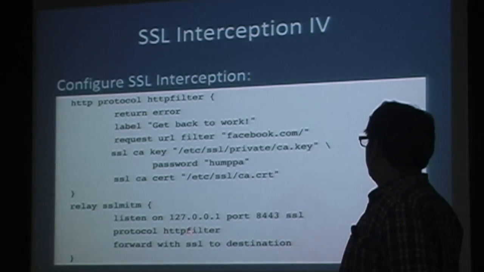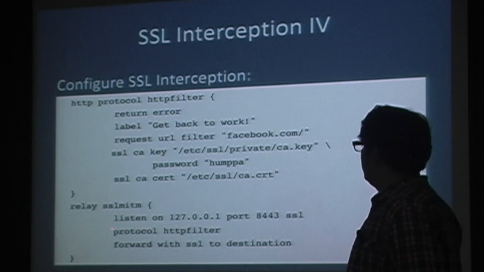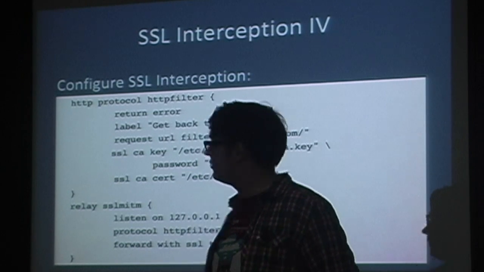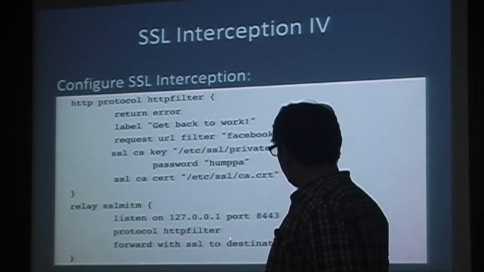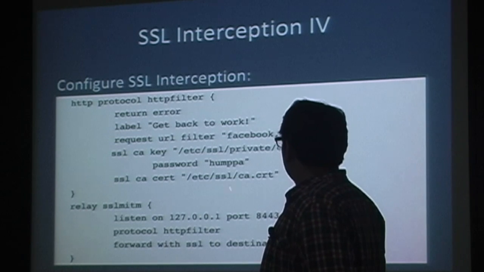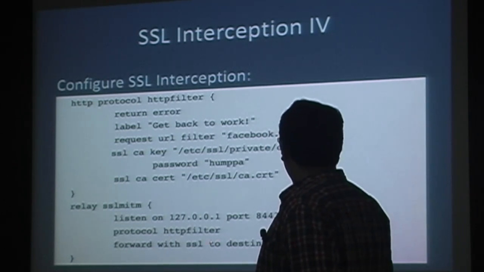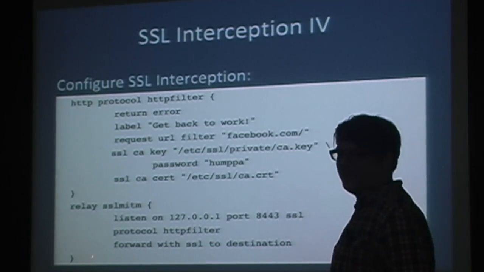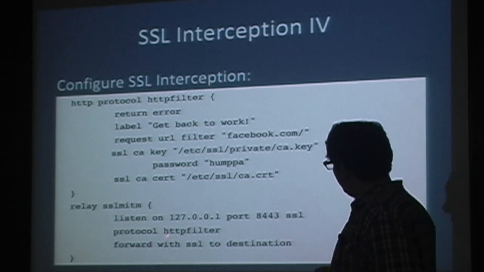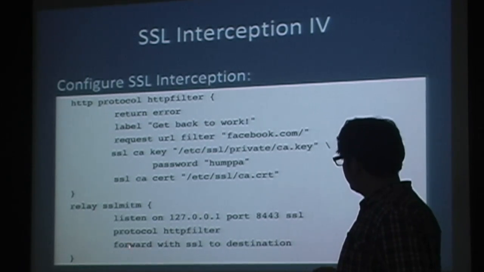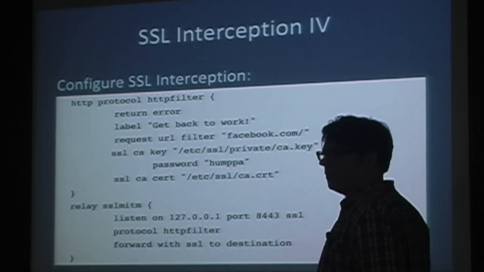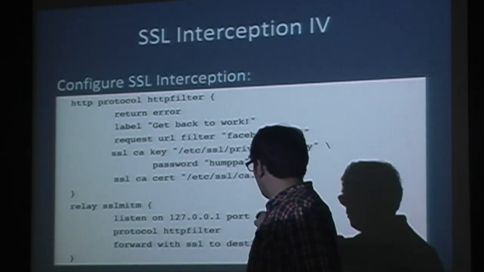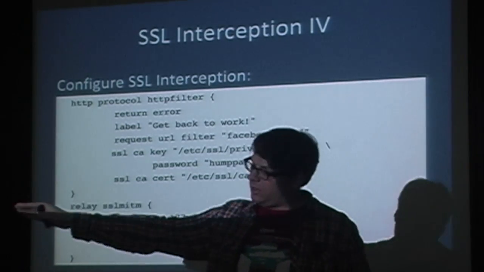Protocol HTTP filter. This is a way to tell Relay, okay, do we need any special application layer filtering awareness on this connection to enable these options? We will look at this in a moment. And forward with SSL to destination is a little bit strange, maybe. Well, this is forward to and then destination. We could also say forward to 1.2.3.4, that's a simple case, port 5. Then it will just open a second connection to the specified address.